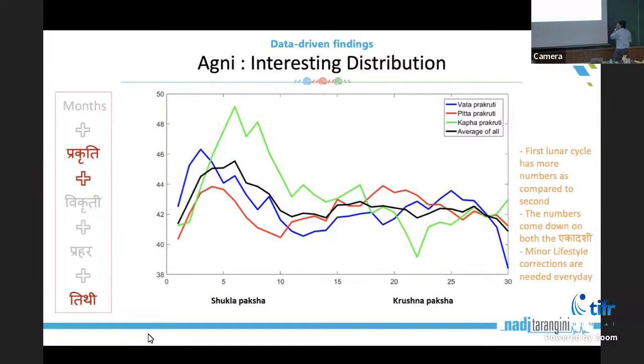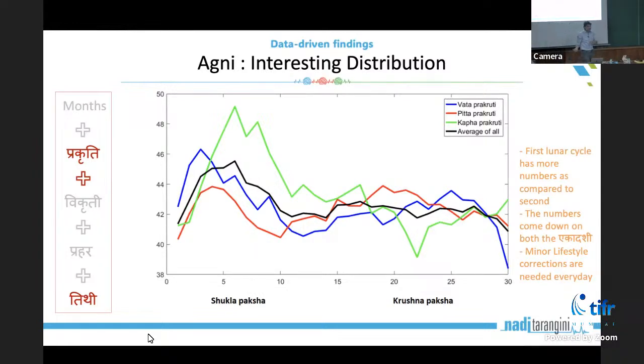This particular graph is the most interesting. Same data, but now instead of taking averages on January, February, March, we took averages with respect to the Hindu calendar. So we also have 12 Prathamas, 12 Dvitiyas, 12 Tritiyas, 12 Paurnimas, and so on. You can see that in the same data, in the Shukla Paksha, the first half of the moon cycle, we have higher numbers, and the second half has lower numbers.